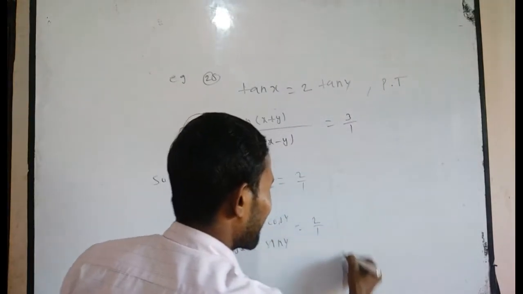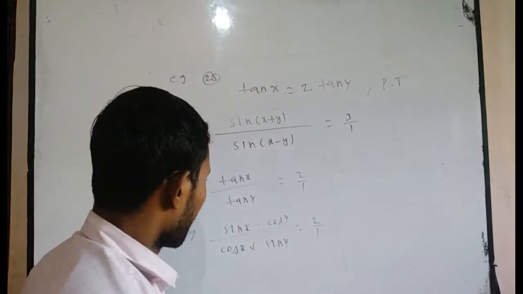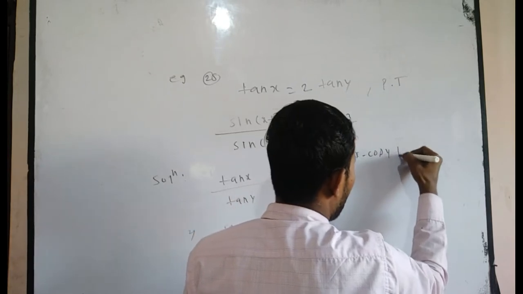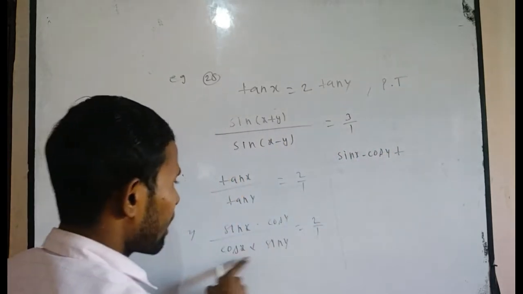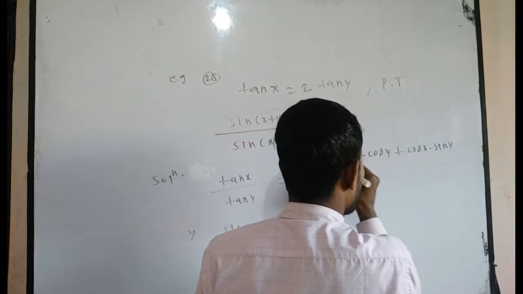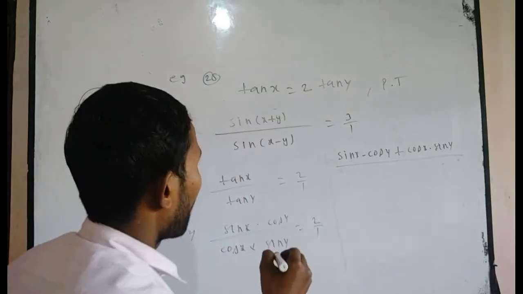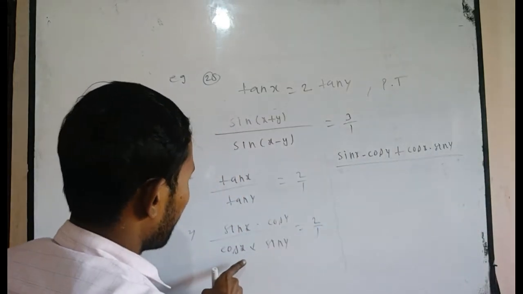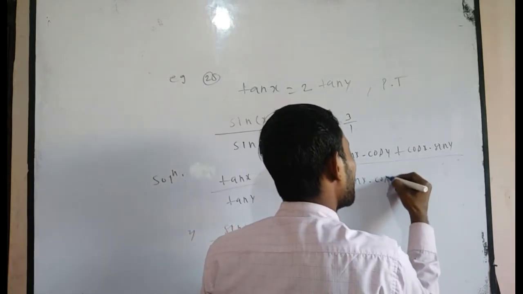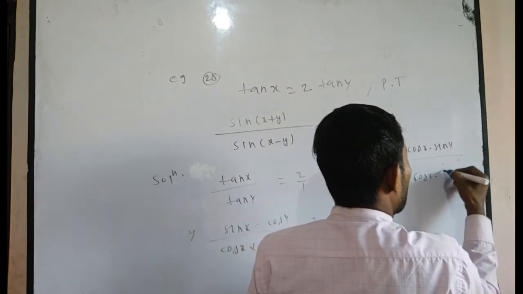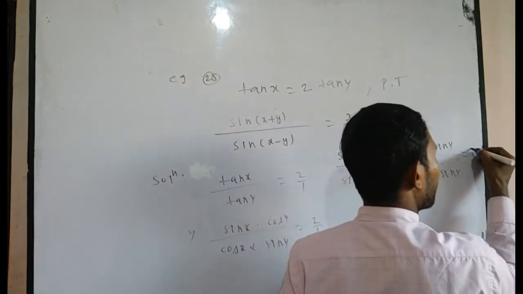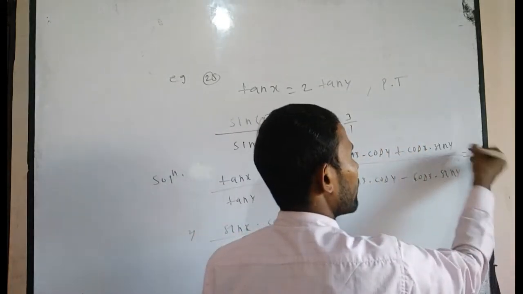So can you write it: sin x into cos y plus cos x into sin y, divided by sin x into cos y minus cos x into sin y. That will be (2+1) divided by (2−1). 2 plus 1 will be 3, and 2 minus 1 will be 1. So it will be 3.